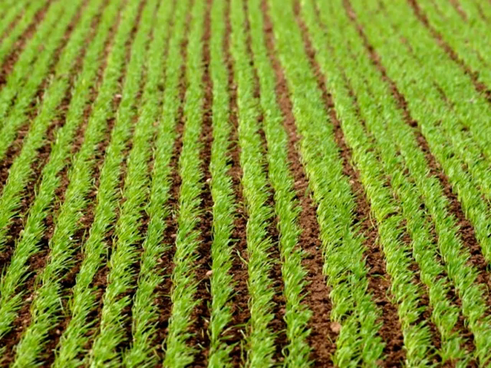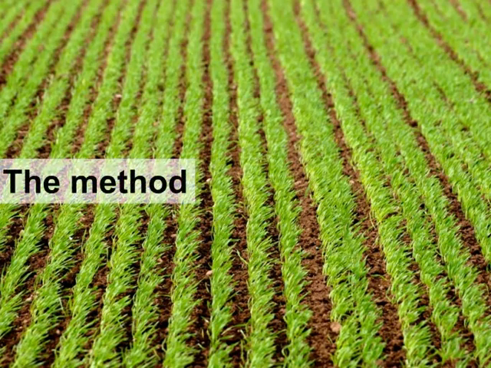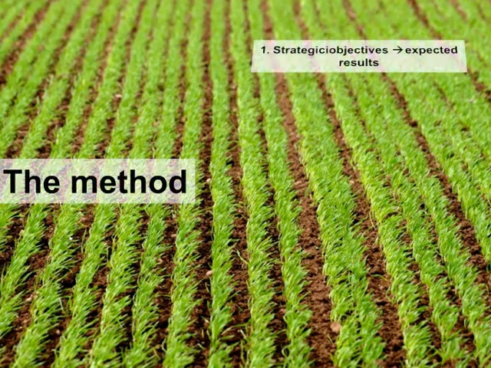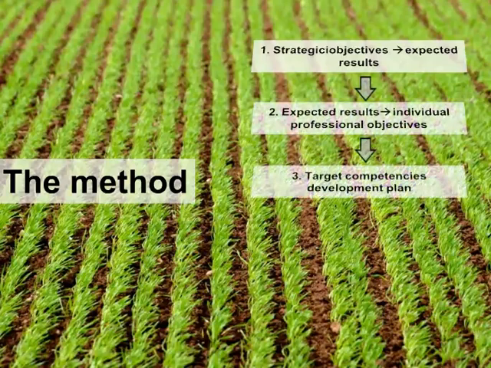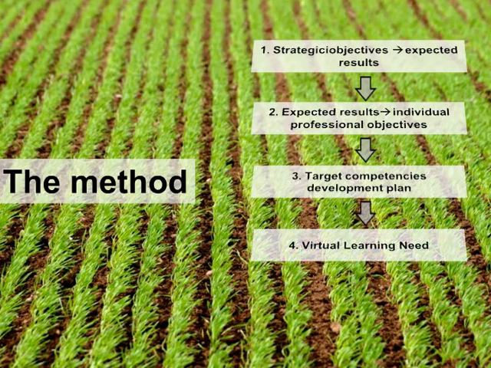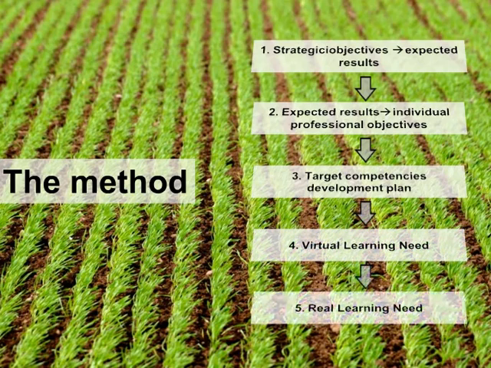The analysis method we propose includes 5 activities aimed at identifying the real learning need: declination of the organization's strategic objectives in expected outcomes, declination of the general expected outcomes in individual professional objectives, definition and selection of the target competencies development plan, representation of the virtual learning need, definition of the real learning need.